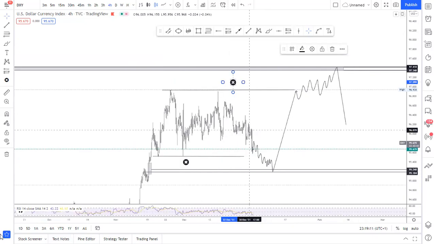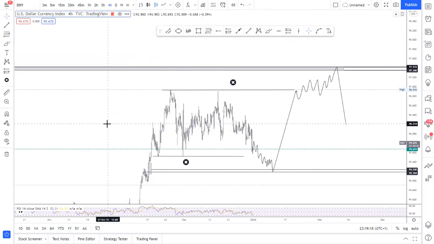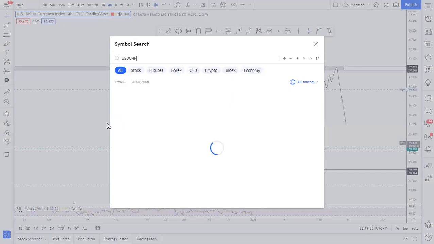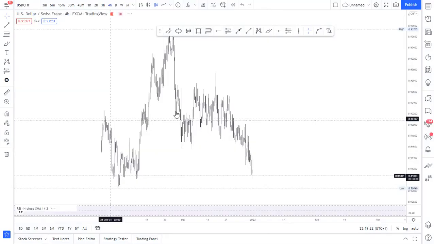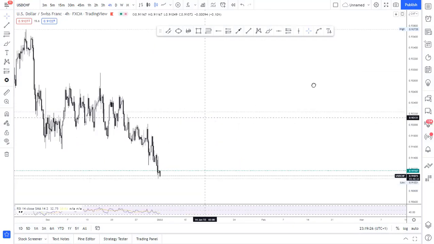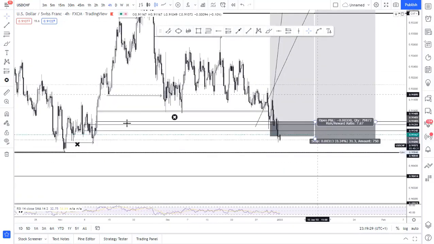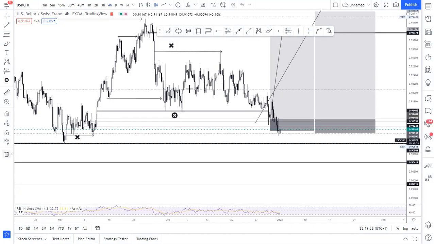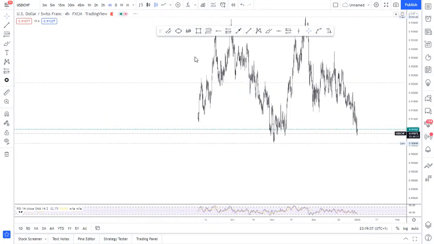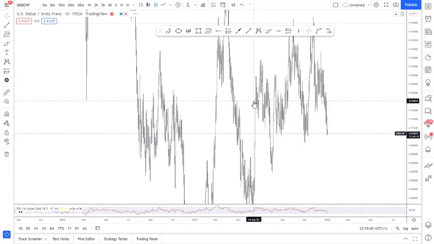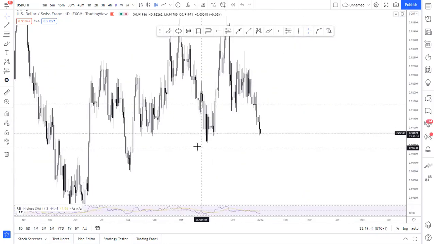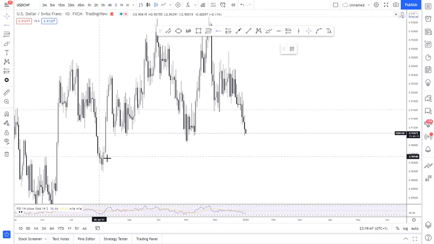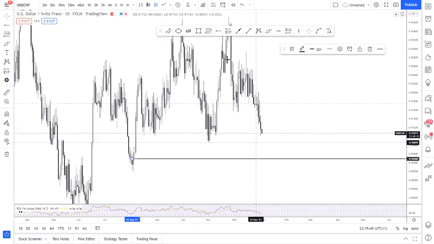Now let's go to USD CHF, which has a direct correlation with the DXY. Yeah, so I marked this up, but we're taking it out right away. And here we have the USD CHF with several areas you're looking to get in. So we have this area, we have this liquidity right here.